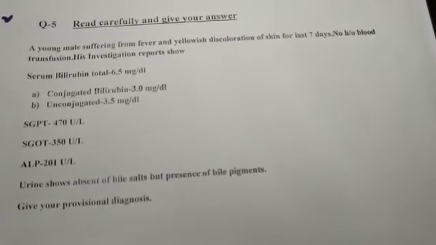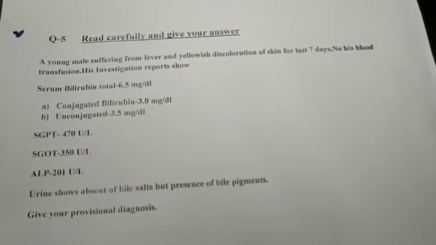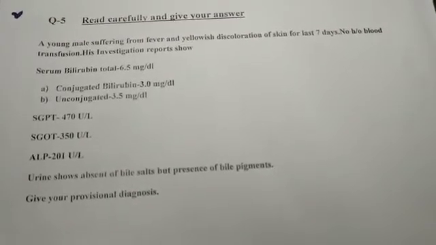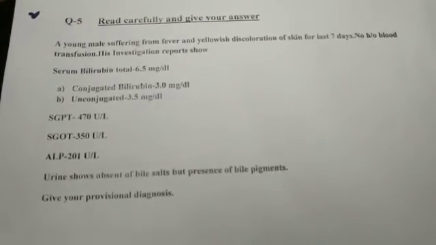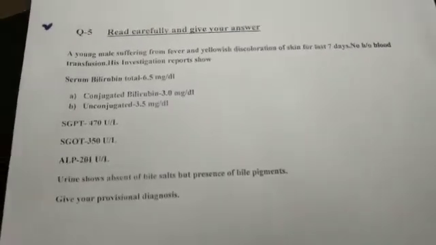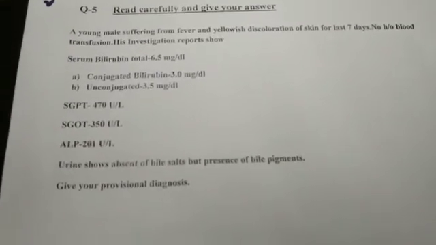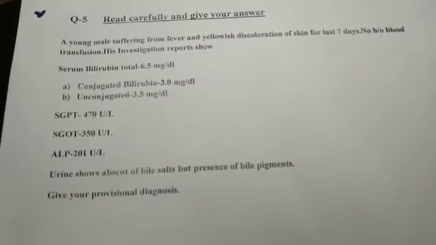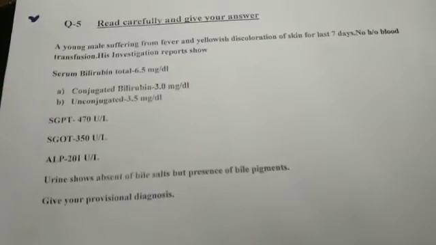So there is no history of blood transfusion. A young male suffering from fever. Conjugated and unconjugated both are raised, and alkaline phosphatase also raised. Bile salt absent, presence of bile pigment. It's a case of hepatocellular jaundice.